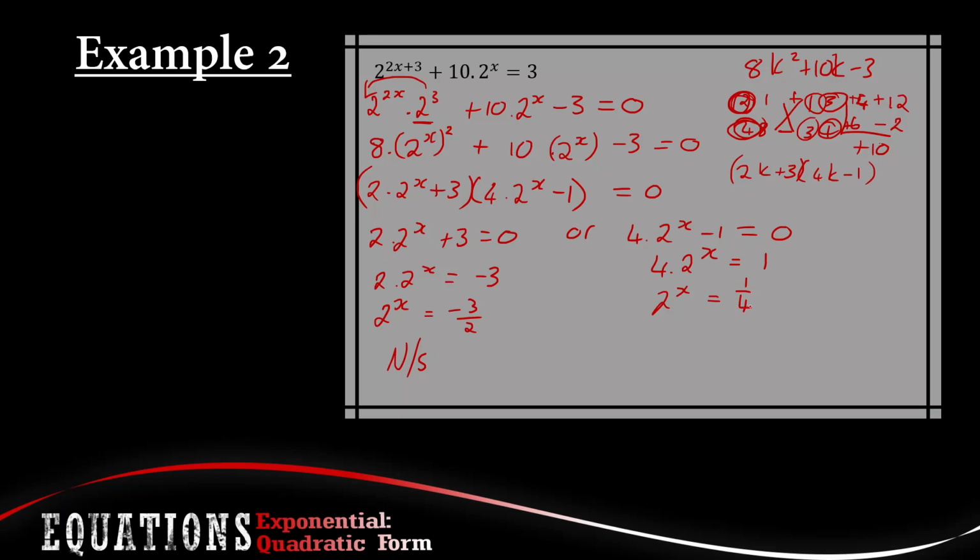This I can change into 1 over 2 squared to get the same base. Then I can take the 2 squared up to make both bases the same. So 2 to the power of x is equal to 2 to the power of negative 2, and therefore x is equal to negative 2.